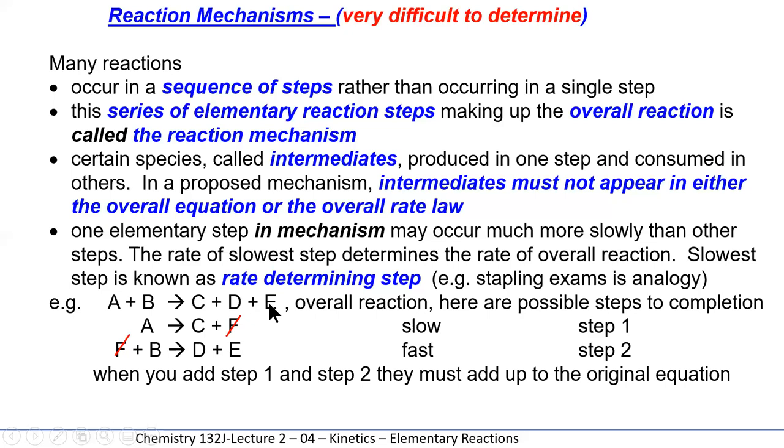But if I was looking at the rate limiting step, I would only consider the slow step. So the rate limiting step would determine the rate equation. So the rate equation based on this mechanism, this slow elementary step, and this fast elementary step, would be R equals K times the concentration of A to the power of 1, because there's only 1 here. So note that when you arrive at a rate expression, you use the slowest elementary step known. You don't use the overall equation.